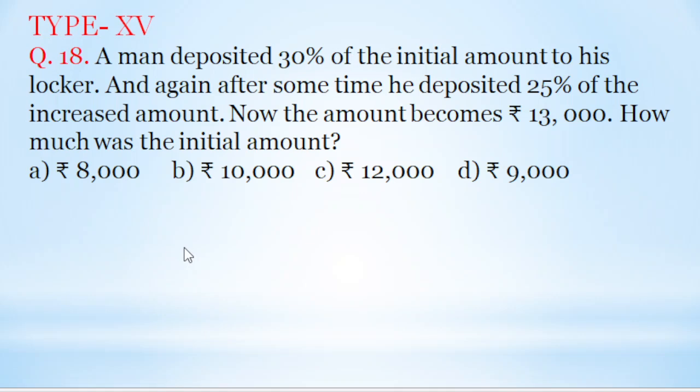Now type 15, question number 18. A man deposited 30% of the initial amount to his locker, and again after some time he deposited 25% of the increased amount. Now the amount becomes rupees 13,000. How much was the initial amount? Now I have to solve this question by three different methods. First is the general method, then one trick, and at last by using a formula.